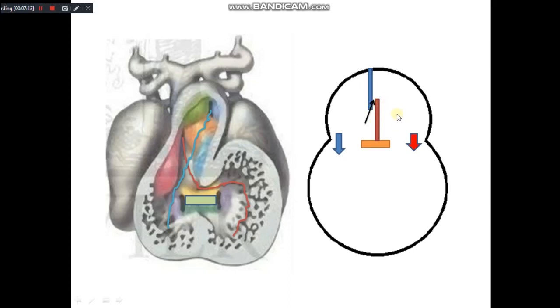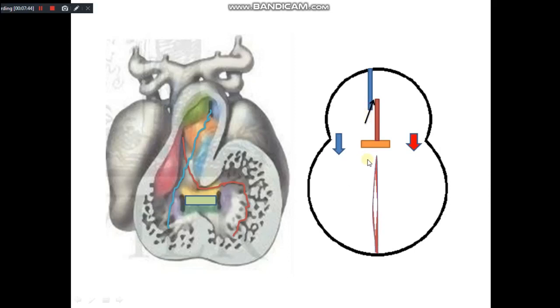So after birth, the pressure in the left atrium becomes higher, and it pushes this septum primum towards the septum secundum, thereby closing the foramen ovale, and it is represented in postnatal life by the fossa ovalis. In some percentage of cases, this foramen doesn't close. That condition is called patent foramen ovale.